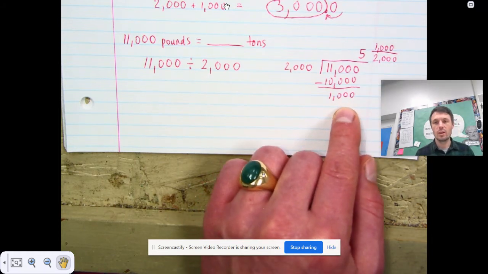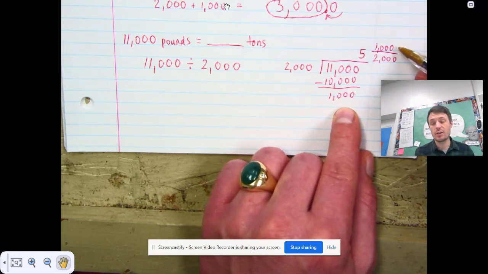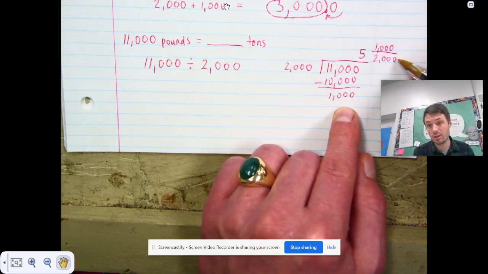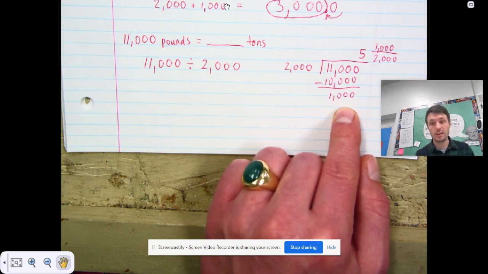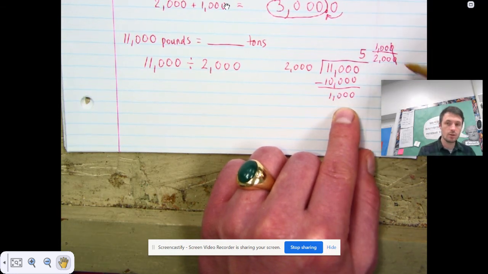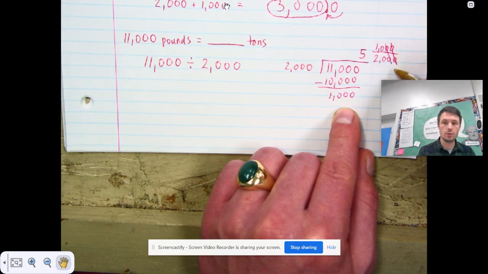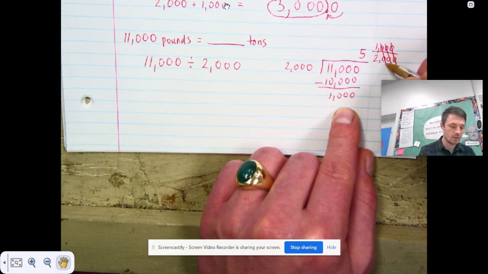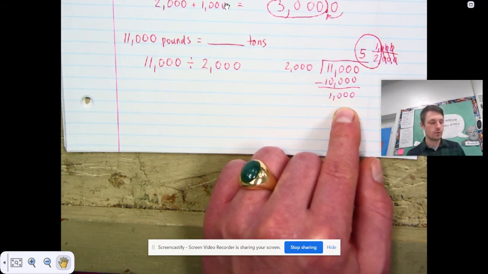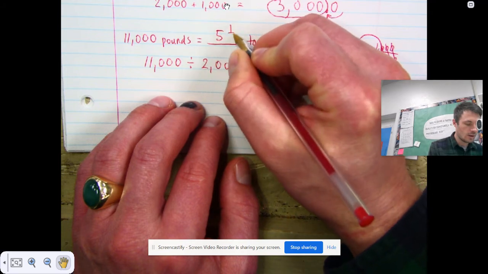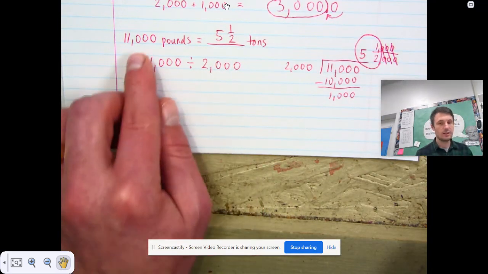But guess what? You can take out zeros from the numerator as long as you take out the same amount of zeros from the denominator. That's the same as just dividing the numerator and denominator by 10. That's just simplifying it. So we can take out this 0 as long as we take out this 0. We can do that again, and again. And we're left with 5.5. So there's 5.5 tons in 11,000 pounds.